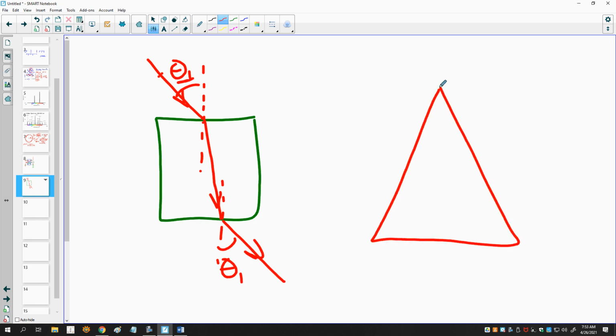For the prism, you have a prism that looks like this. I have a ray of light that comes in. It's going to bend towards the normal, like this. And then it's going to bend away from the normal like that. So that's how our prism works, bending towards and away from the normal.